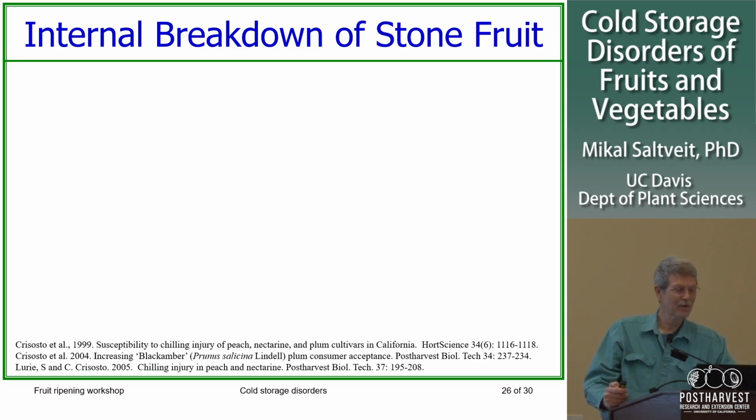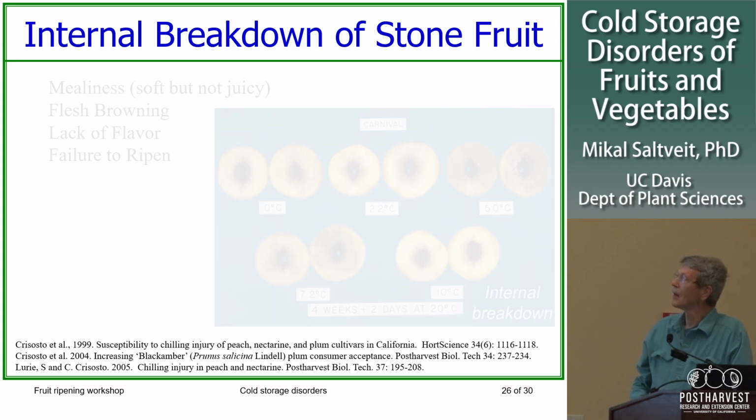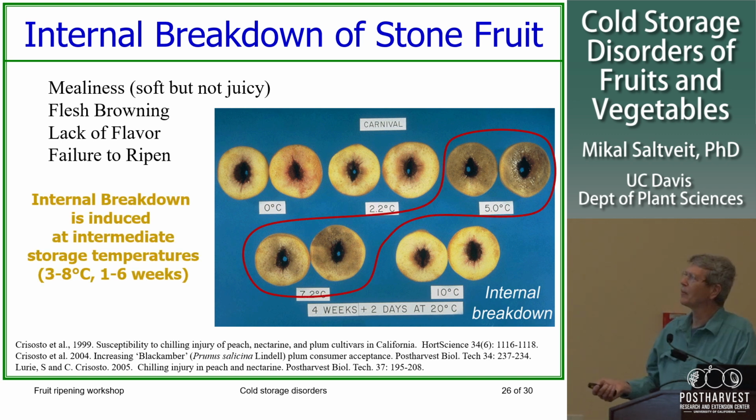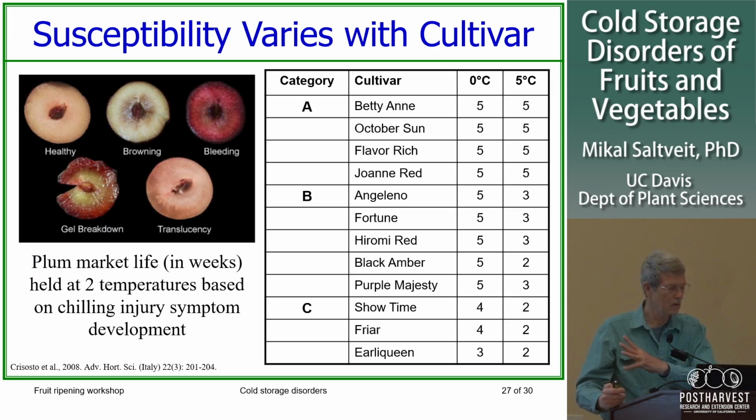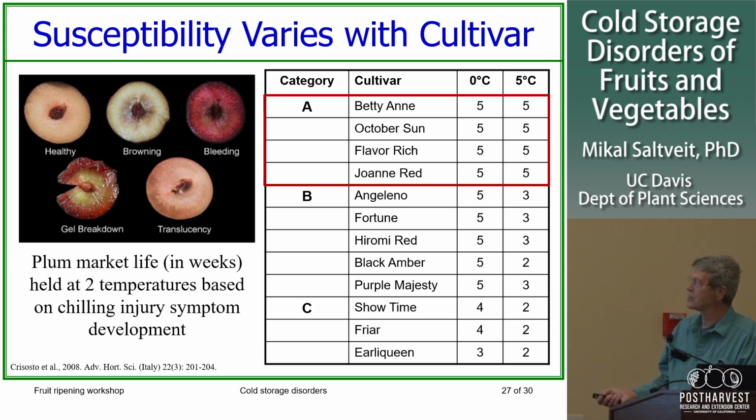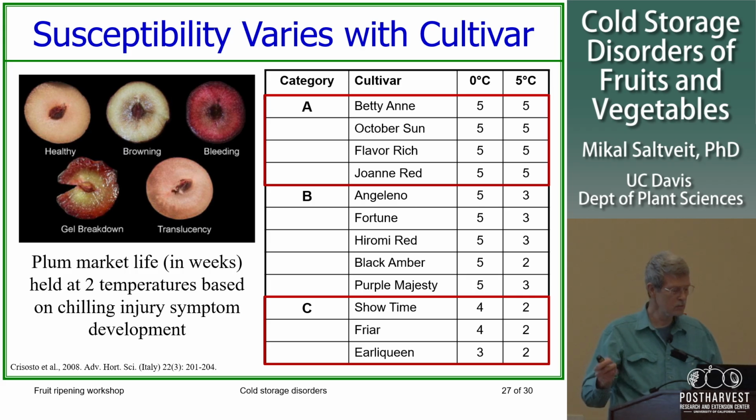Okay. Internal breakdown of stone fruit. So stone fruit has this development of mealiness. Internal breakdown occurs at these temperatures, but not at these. Okay, so you can use that. Cultivars have different susceptibilities. Here you have different cultivars of plums. These are the market life in weeks, and you notice these are chilling sensitive and these are chilling resistant. So there are different cultivars, even within plums, and you can select the right cultivar to be chilling resistant.